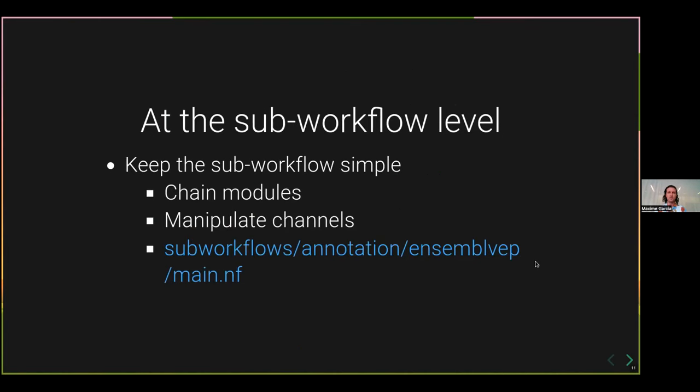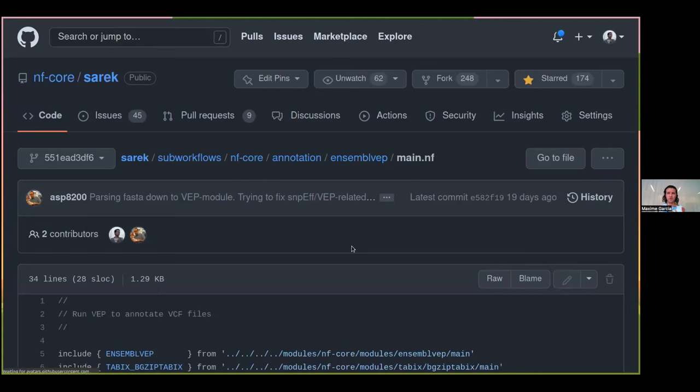Then at the sub-workflow level, I think we can actually have several layers of sub-workflow. For the first layer of sub-workflow, I try to keep it as simple as possible. What I want to do at this level is just chain modules together and do some tiny channel manipulation if I have to. For example, if you need to remap the output from one module to go into another module, then yes, you can do that at this level. So it will, for example, arrive at that.